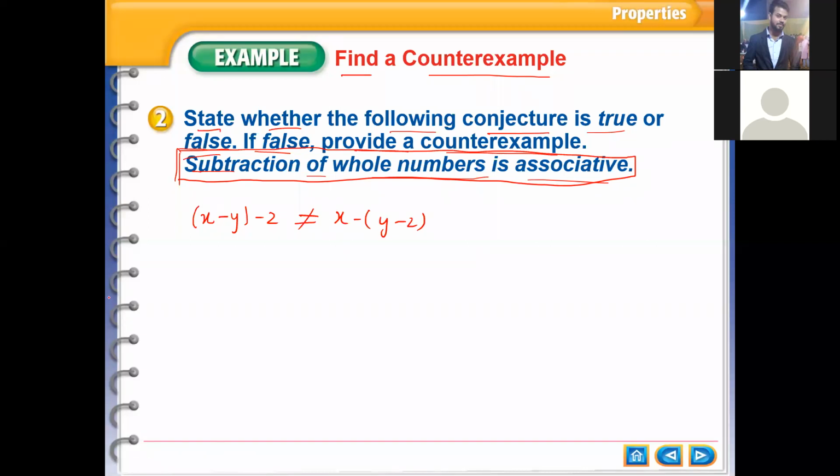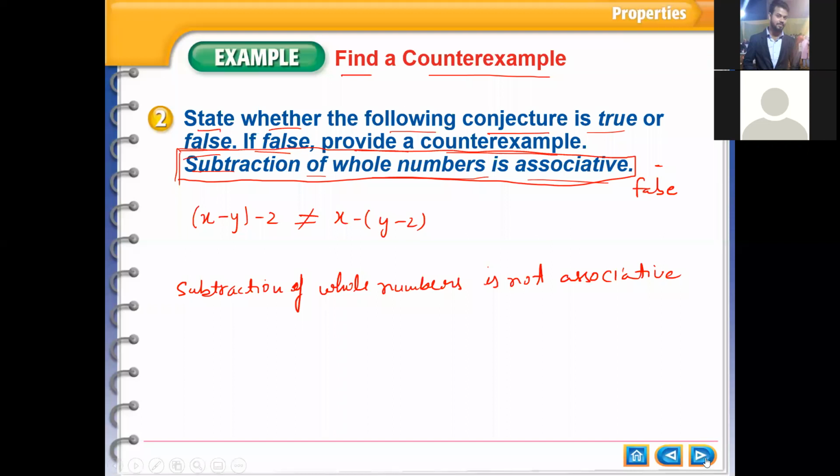You will write: subtraction of whole numbers is not associative, and this statement is false. Clear?